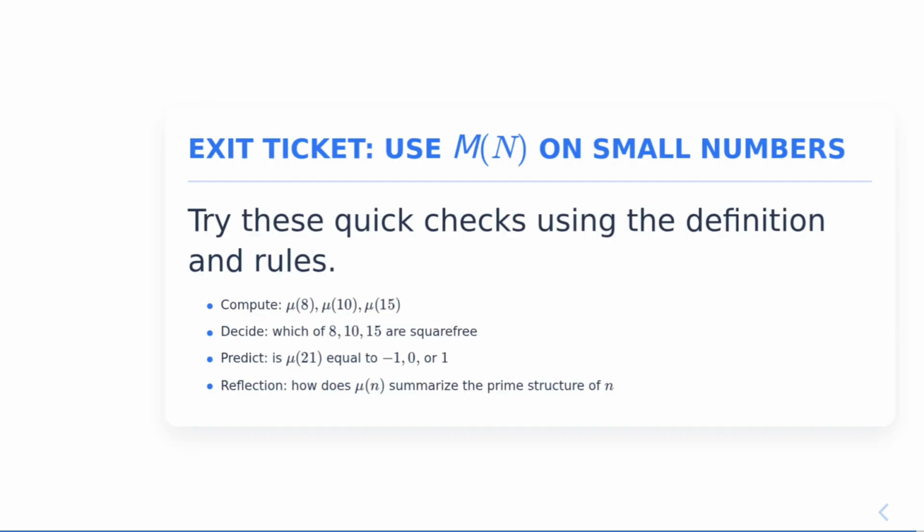The reflection question is there to remind you that mu is really a short summary of the prime structure of n. If you can quickly factor a number, you can quickly compute mu, and that speed will matter when we use mu inside more complicated formulas.